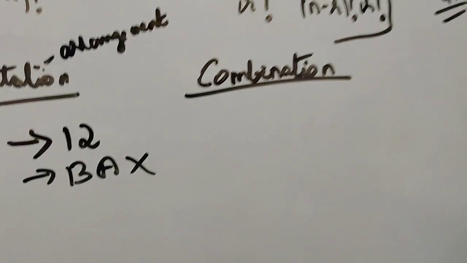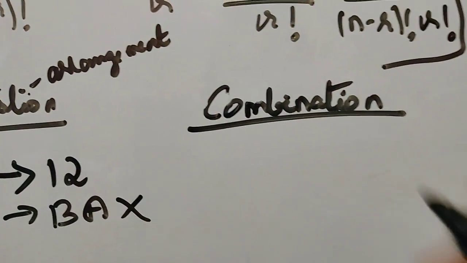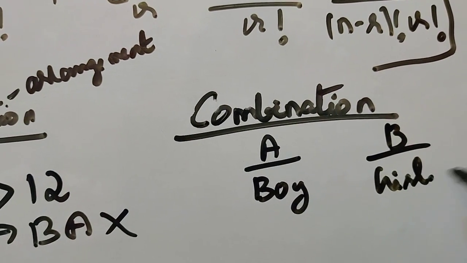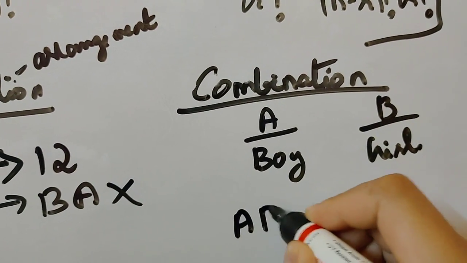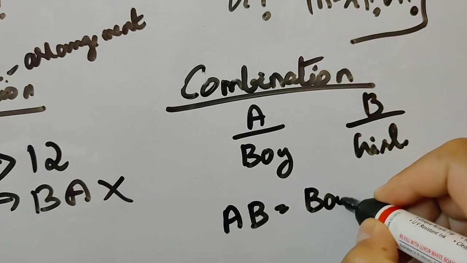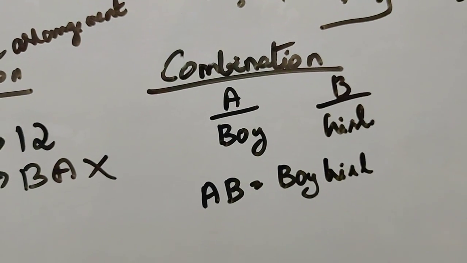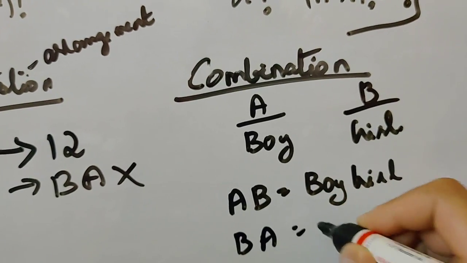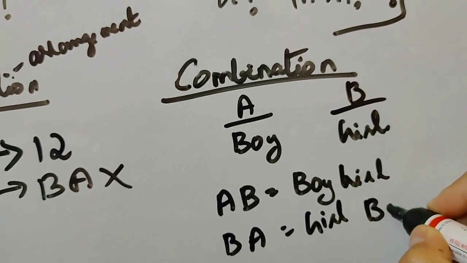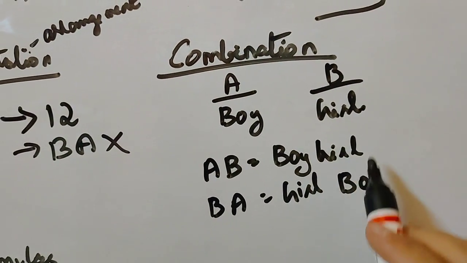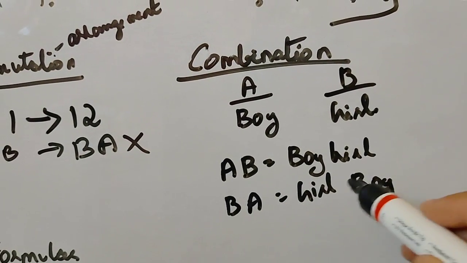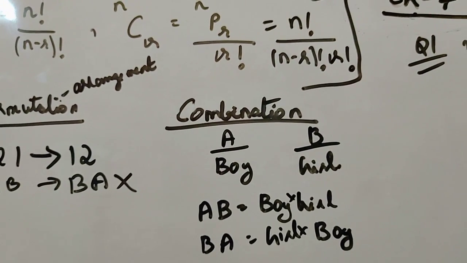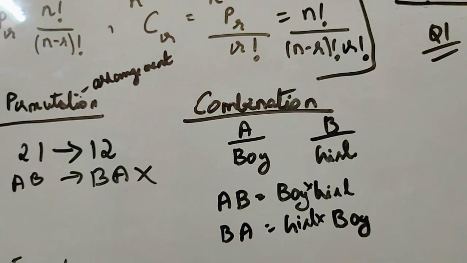Now in combination, suppose A is a boy and B is a girl. If I take AB, it will become boy and girl. Now if I interchange their order, BA, what will happen? I will get girl and boy only. I will get the same answer, boy and girl, in this case. So in combination, your order does not matter. This is the way you are going to identify the question.